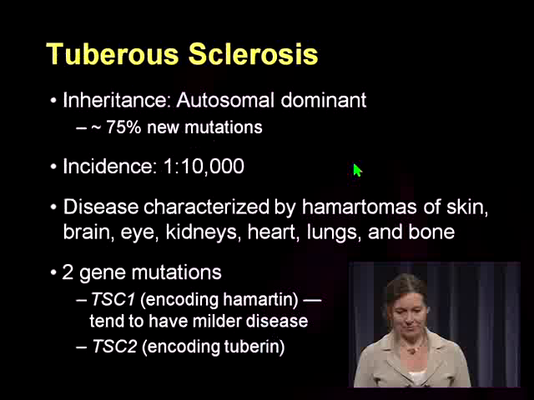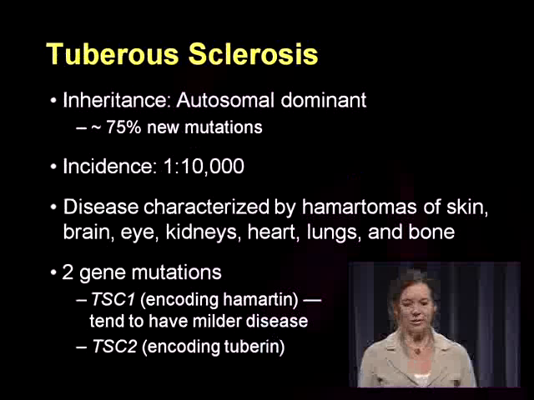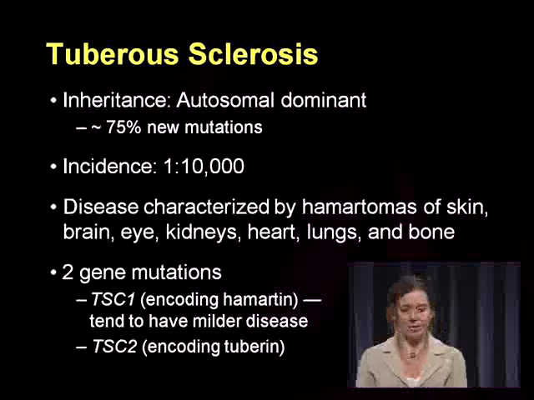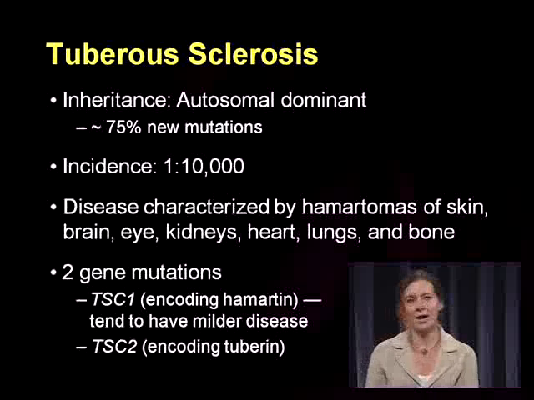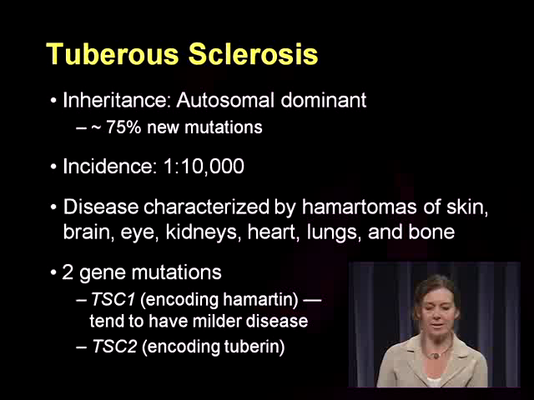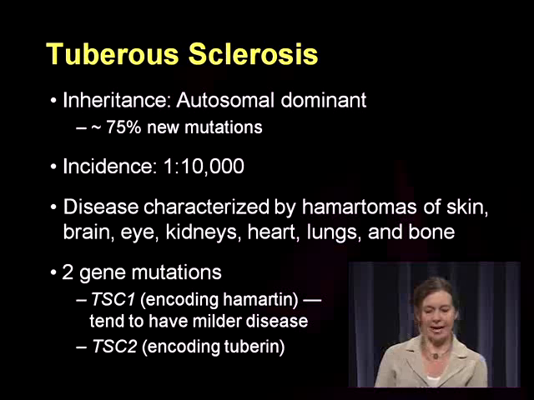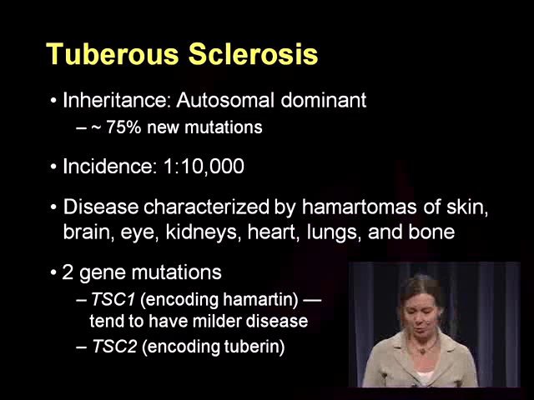Right, tuberous sclerosis. So this is one of the genodermatoses that you want to be familiar with for your boards, and I think you've already talked about it. But again, another autosomal dominant neurocutaneous disorder. More than 75% of these cases are due to new mutations. So more often than not, you won't have a family history of tuberous sclerosis. And this is a disease that's characterized by hamartomas of the skin, brain, eye, kidneys, heart, lungs, and bone. And there are 2 different gene mutations that have been identified. Patients that have mutations in the hamartin gene, or TSC1, tend to have milder disease as compared to those that have tuberin mutations, or type 2.